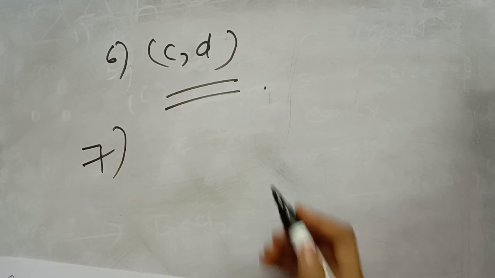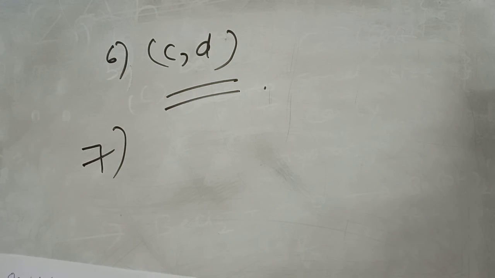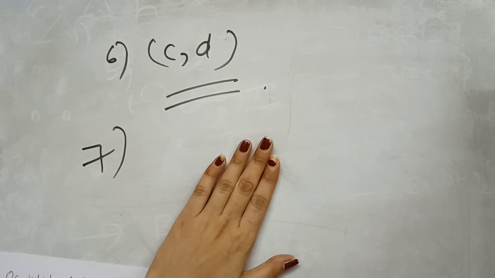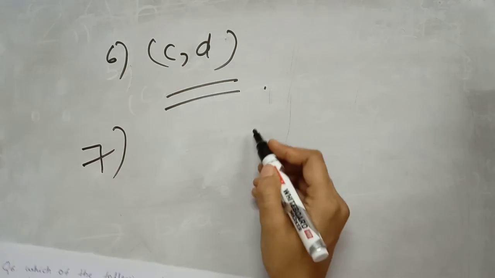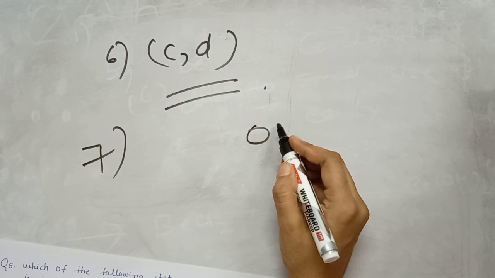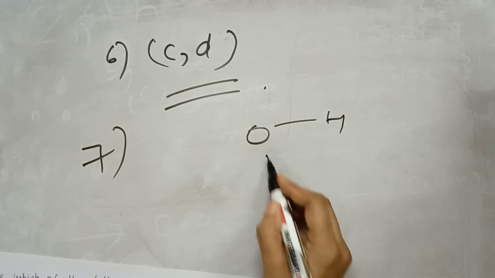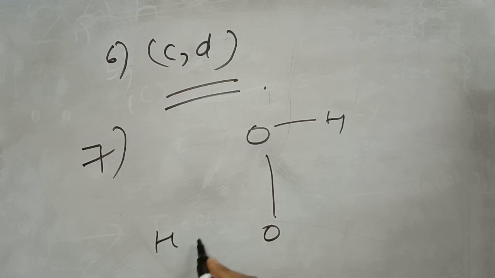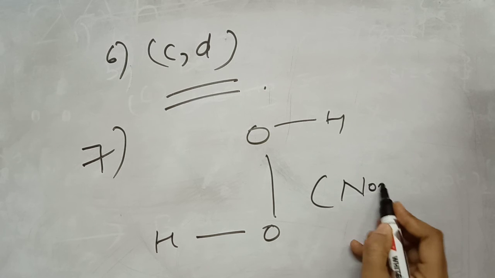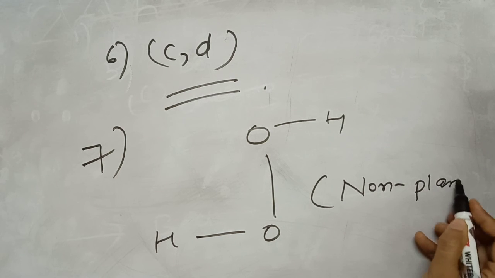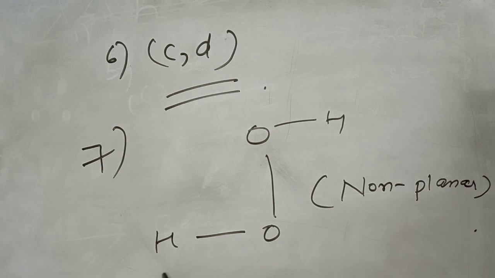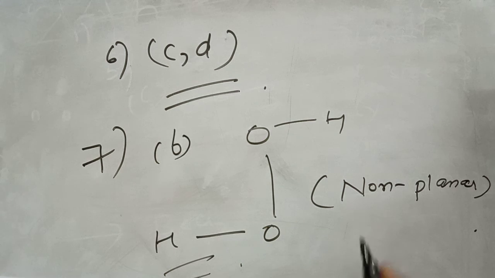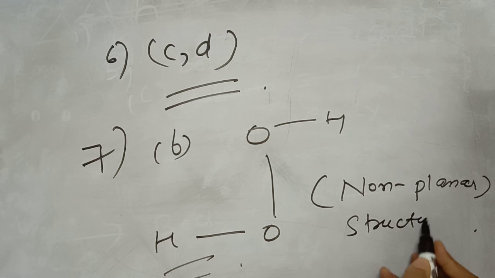Now, the structure of H2O2 is basically an open book like structure. Remember that, it's very important. So how is its structure? It has open book like structure, and this is obviously non-planar. Okay, that means B will be the correct option. It has non-planar structure. Okay, so that was all about it in this video.